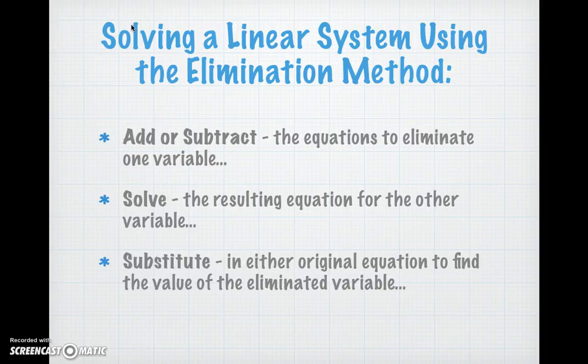So in conclusion, while solving a linear system using the elimination method, we first have to add or subtract the equations to eliminate one of the variables. Once we've eliminated a variable, we can solve for the resulting variable. Once we have found the solution for that variable, we're going to take that number and input it into one of the original equations to find the value of the other variable.